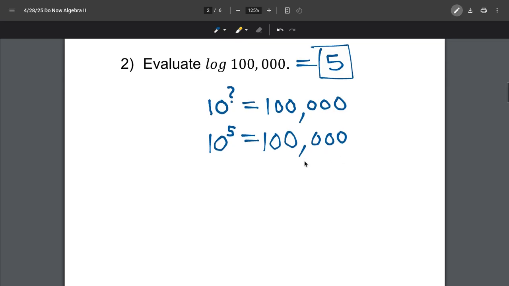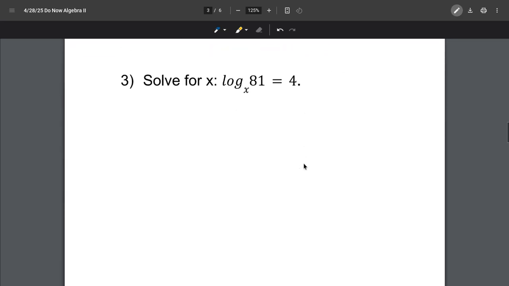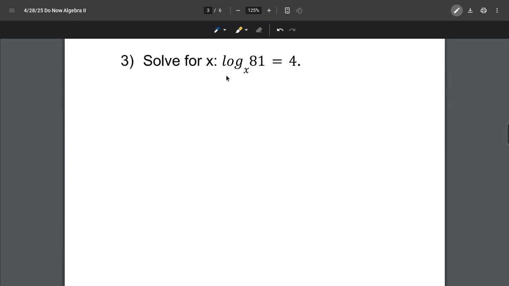Okay, let's keep going. This next one, we're solving for x. Log base x of 81 equals 4. We're going to write this in exponential form, so we're going to write x to the 4th power equals 81.